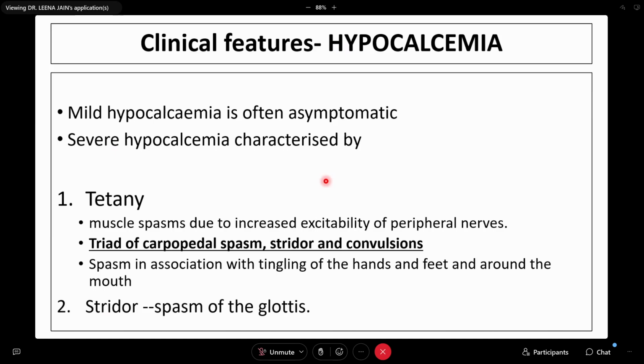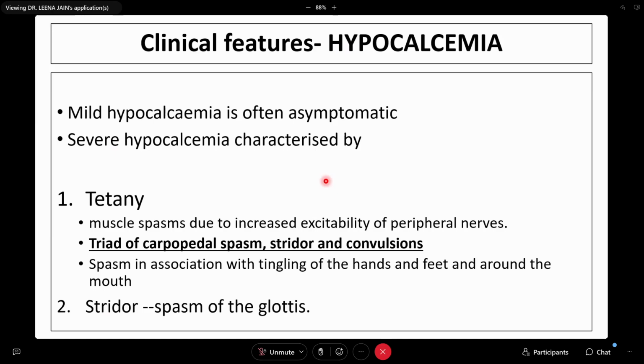tetany. So what is tetany basically? It is muscle spasm because of very increased excitability of the peripheral nerves. So what it basically comprises, mostly there will be carpopedal spasm, stridor and convulsions. If you say proper tetany, there will be three things: carpopedal spasm, stridor and convulsions.